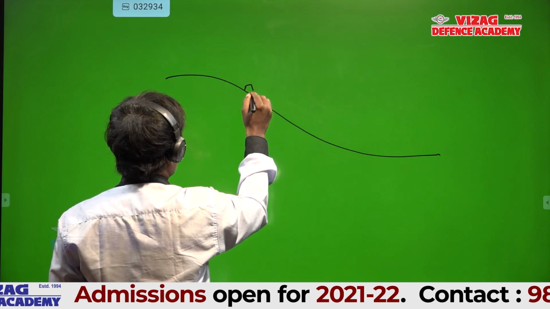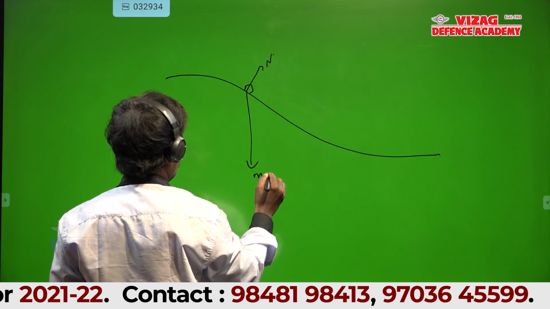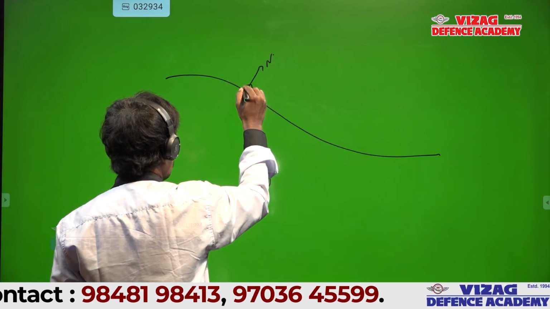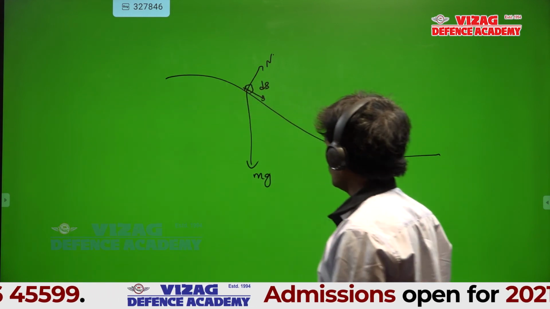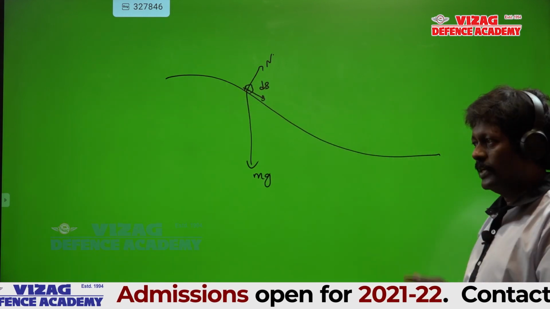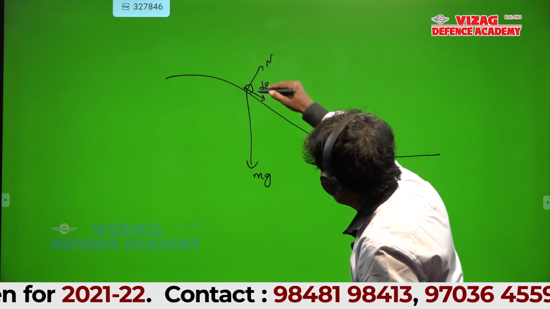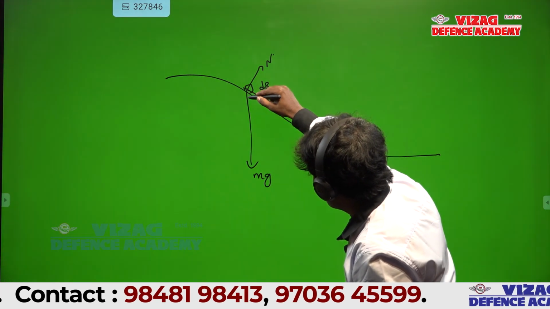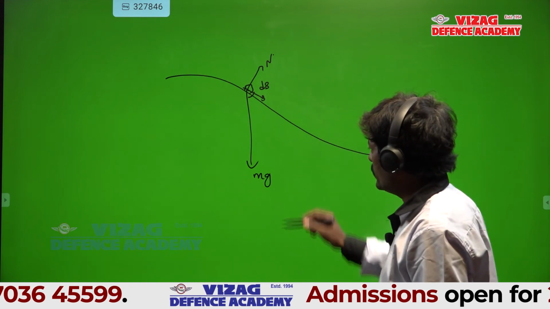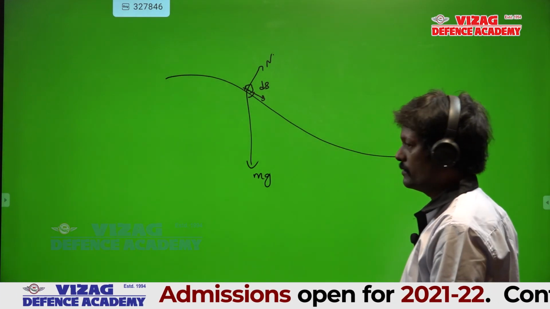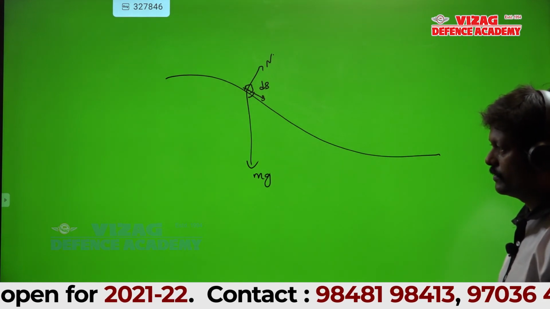This is the block, N is this side, mg is this side, the small displacement is this side, ds. Sir, how have you taken the small work done by mg as mg into ds into cos theta? Is there an angle between mg and ds? Some angle is there or not?